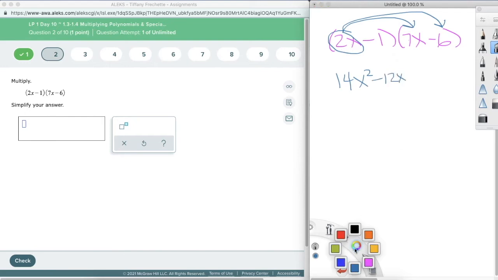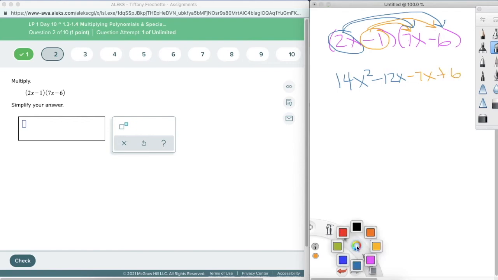And then the next piece is this negative 1. So I'm going to distribute this guy. So I end up with negative 1 times 7x, which gives me negative 7x. And then negative 1 times negative 6 gives me positive 6.